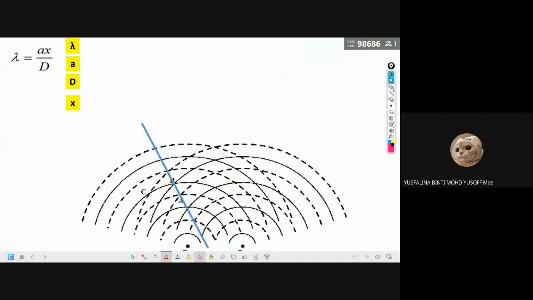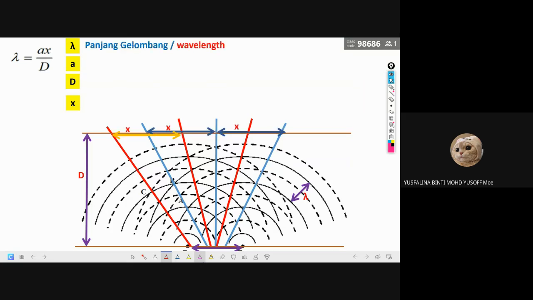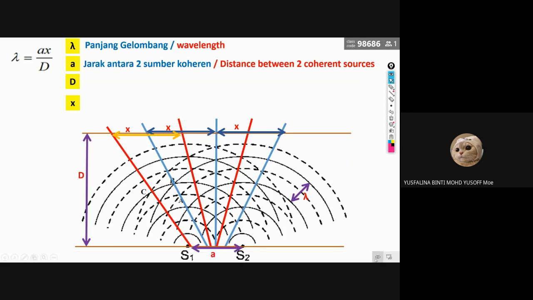Okay, the next one is if they give you a question. This is for the calculation. So what is lambda? Lambda is the wavelength. What is a? a is the distance between two coherent sources. So this one we call it a. If let's say we use a water wave, it means the distance between the two dipoles that produce the wave. So this is a.